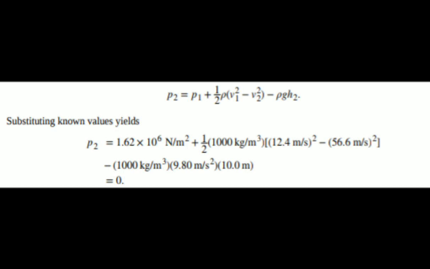So this value is a gauge pressure since the initial pressure was given as a gauge pressure. Thus the nozzle pressure equals atmospheric pressure, as it must, because the water exits into the atmosphere without changes in its conditions.